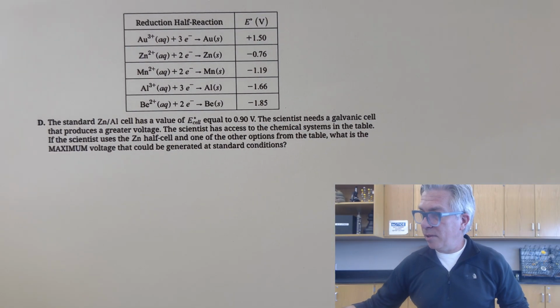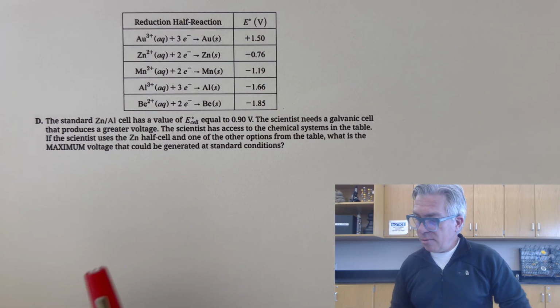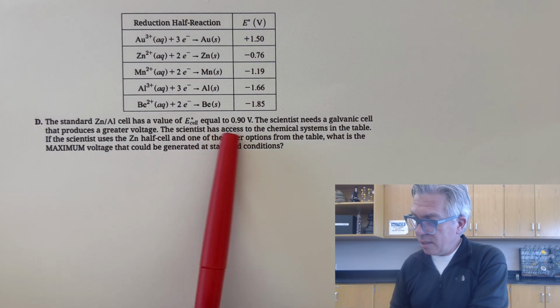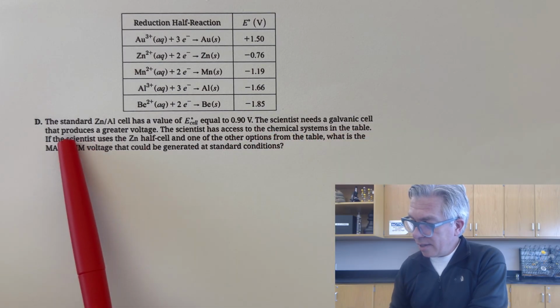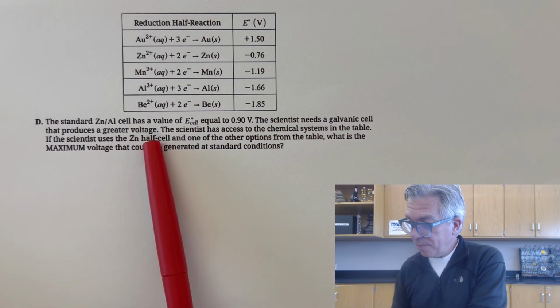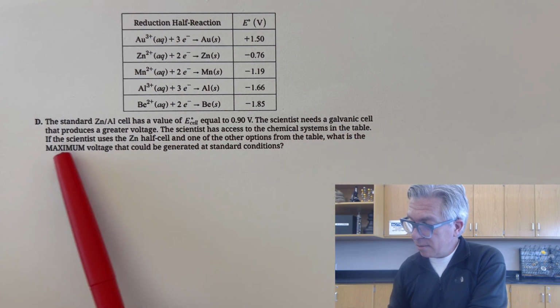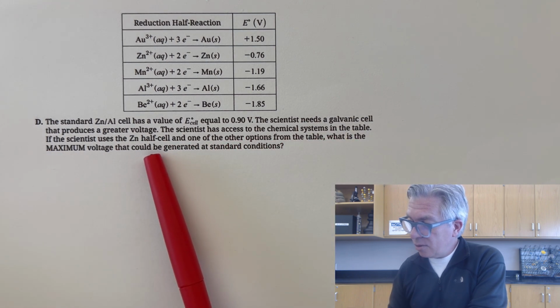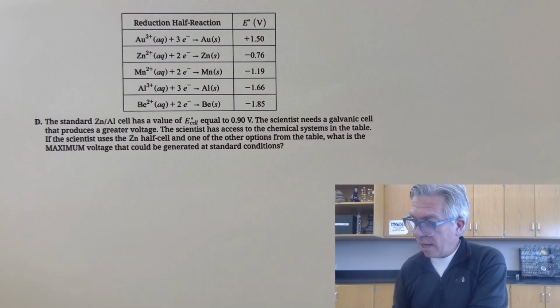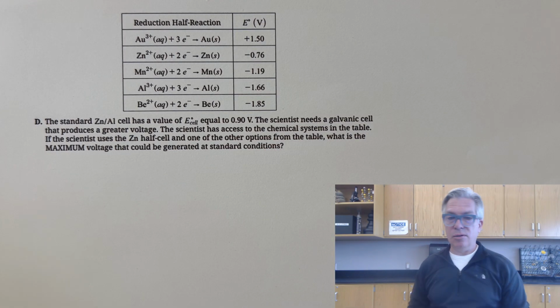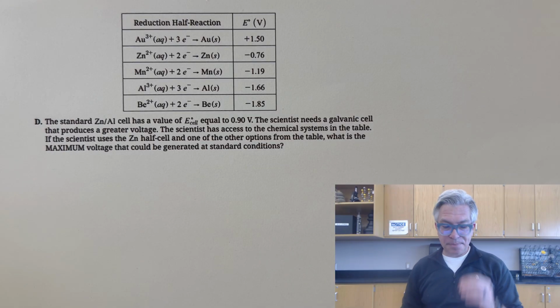Okay, last one. This is a tricky one. The standard zinc aluminum cell has a value of E cell equal to 0.9 volts. Great. The scientist needs a galvanic cell that produces a greater voltage. The scientist has access to the chemical systems in the table. If the scientist uses the zinc half cell and one of the other options from the table, what is the maximum voltage that can be generated under these standard conditions?